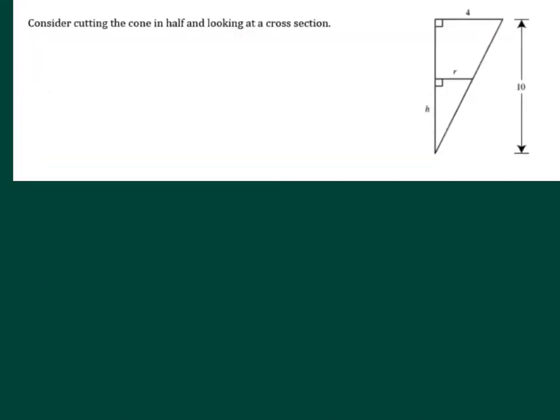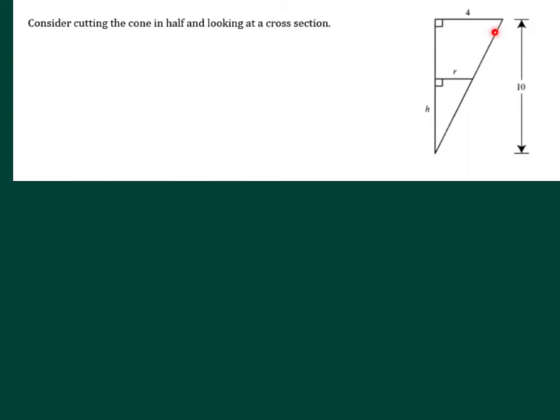All right, so here I have a cross section of my cone. Just consider it to be the right side of the cone. Again, there's the height of 10. Here's the radius of 4 that came from the diameter of 8. And the key here is, how do I get rid of my variable? How do I get rid of my r so that I don't have to worry about dr/dt?